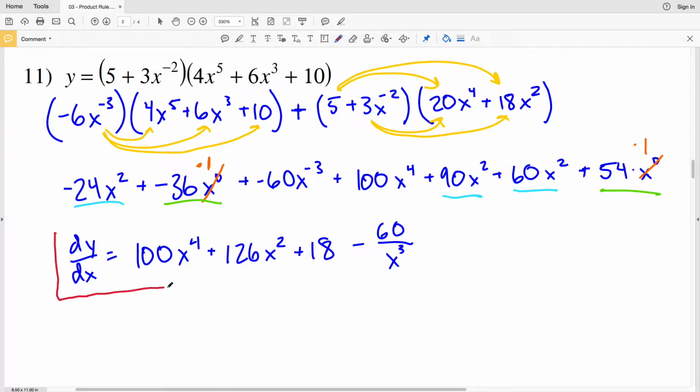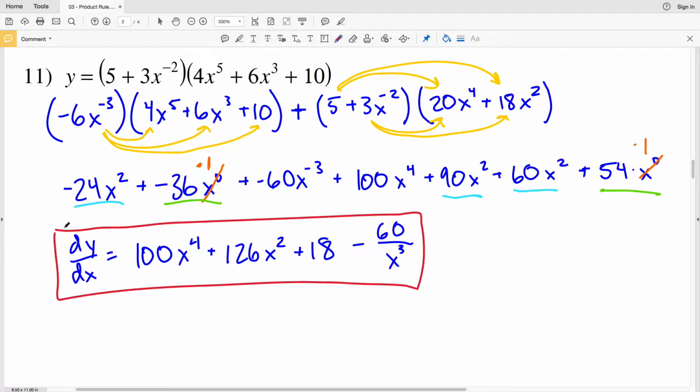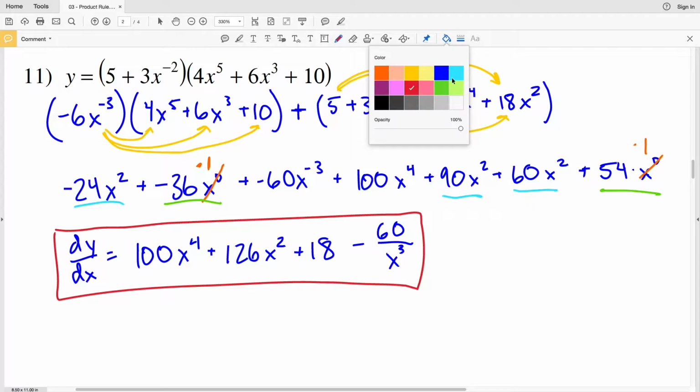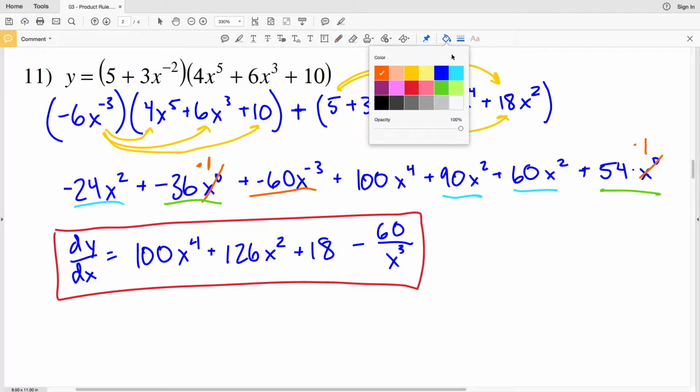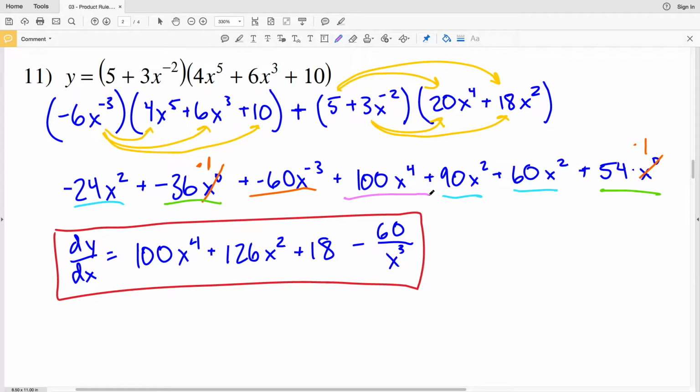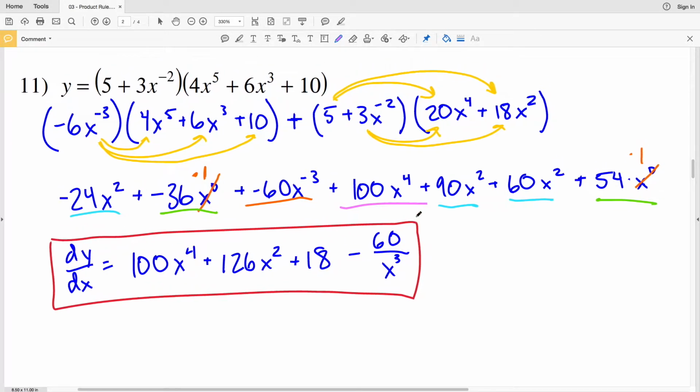So my derivative at number 11 is 100x to the 4th plus 126x squared plus 18 minus 60 over x cubed. And again, I simplified, combining my like terms. However, there were two terms that could not be combined with anything else, and that was negative 60x to the negative 3 and 100x to the 4th. So those were just rewritten. Now on to number 12.